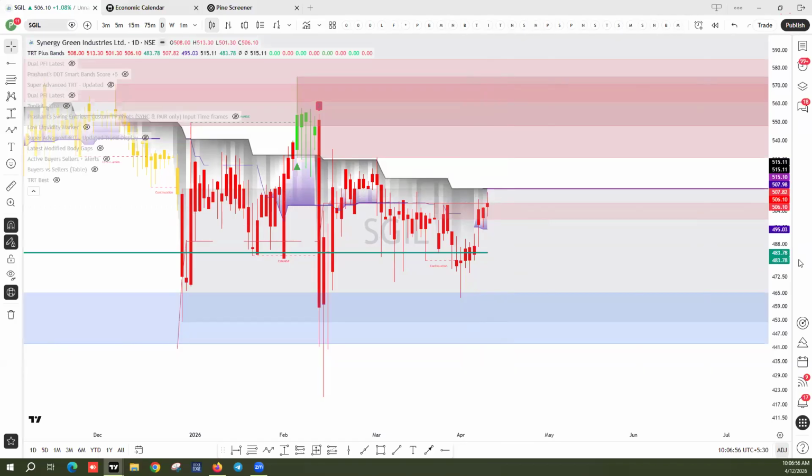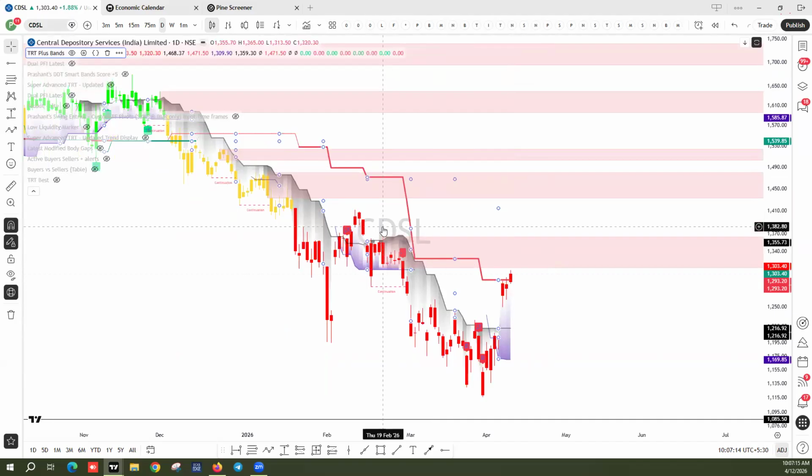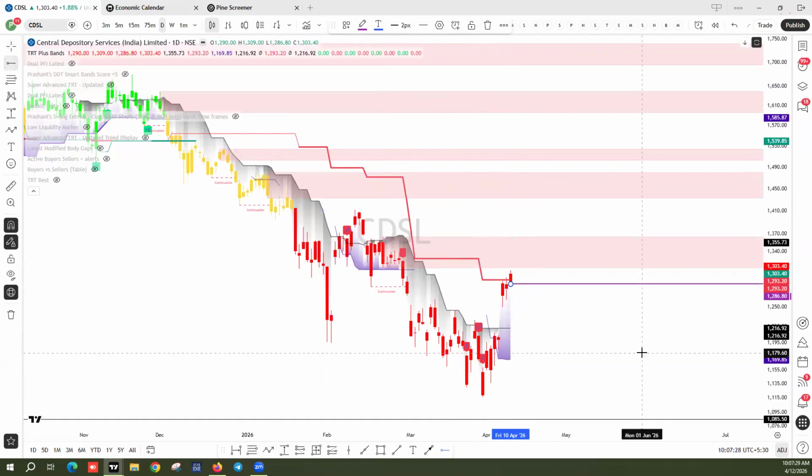Sir, what about CDSL and NSDL? Last two stocks. CDSL is in a downtrend, bias is bearish, momentum is bearish. I will not buy this. If I'm holding, I will exit if it goes below the previous day's low.